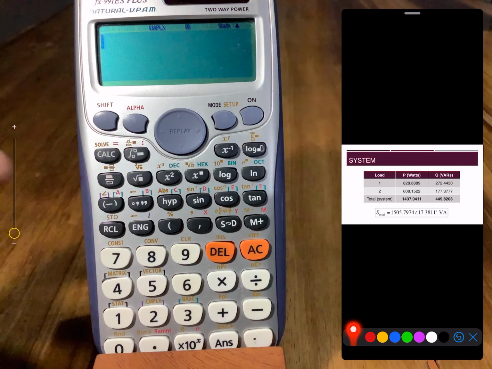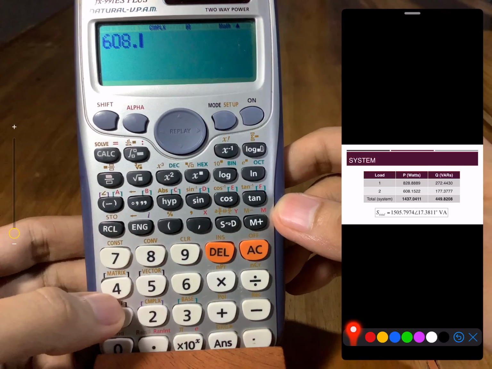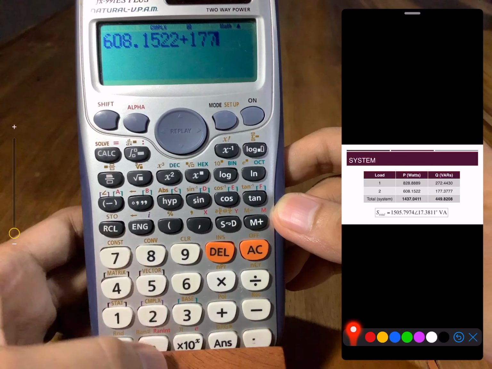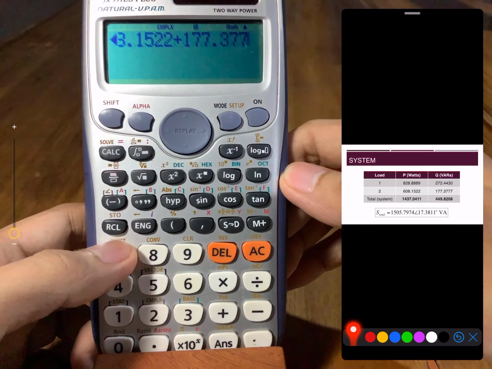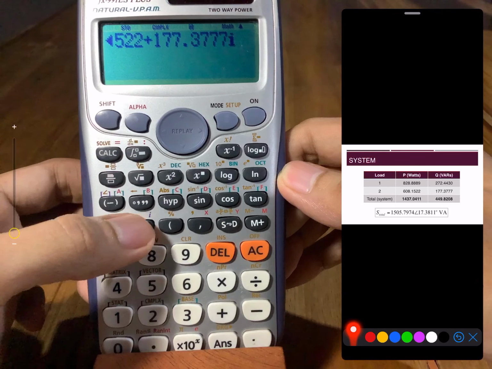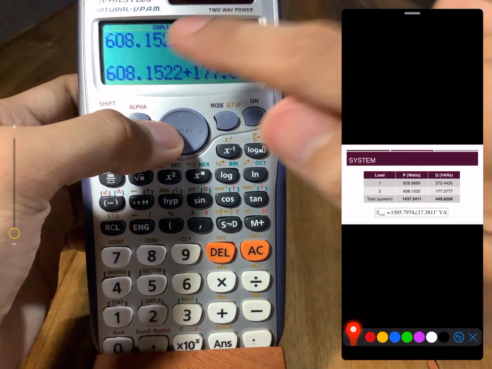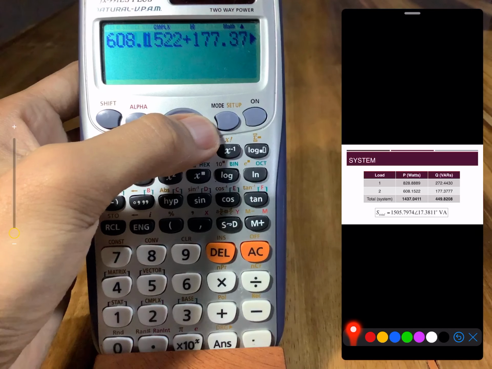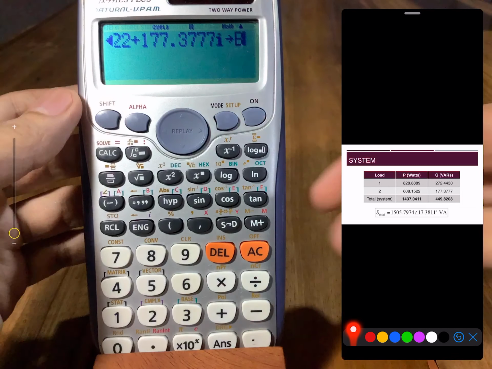Now we consider motor 2. So 608.1522 plus 177.3777 complex part, and we store that to variable B. And let us verify. So we store this function to variable B. Okay, 608 plus 177.3777, store that to variable B.